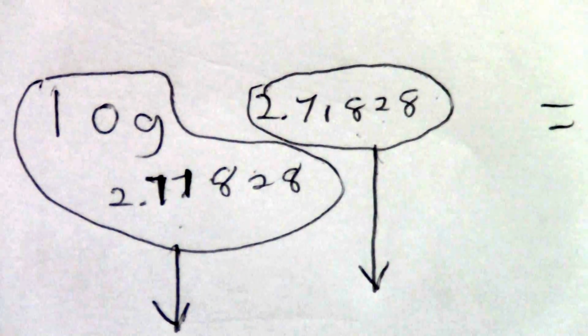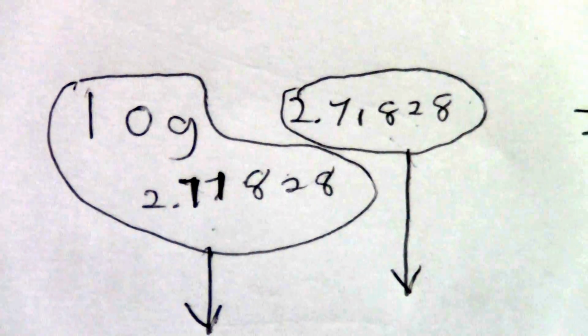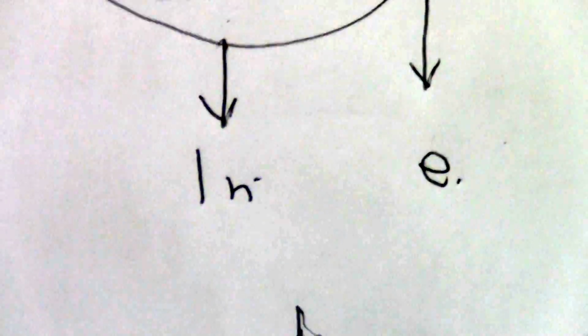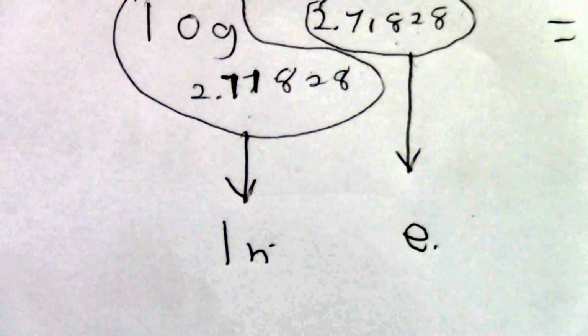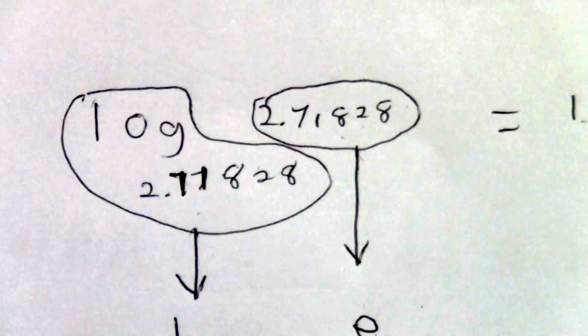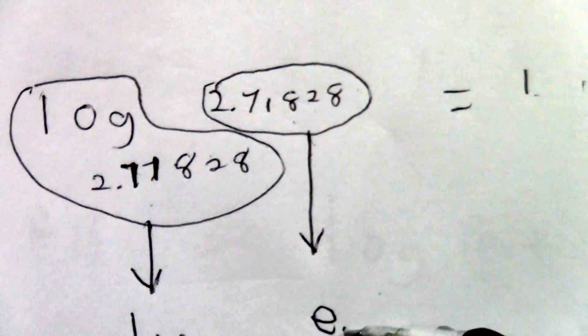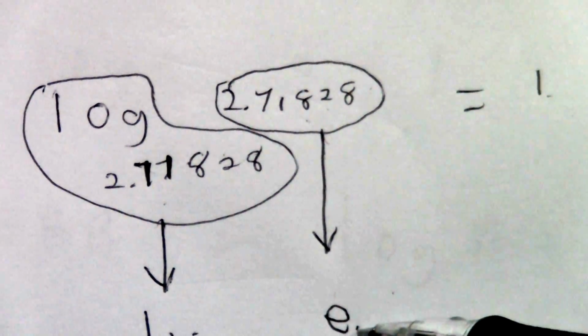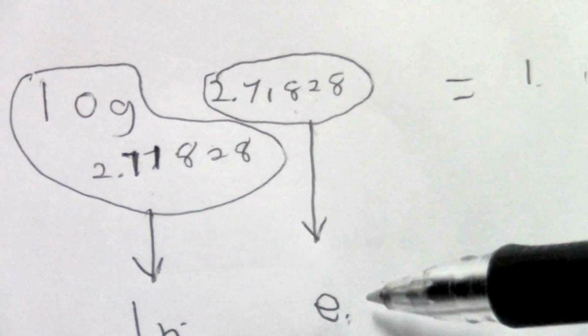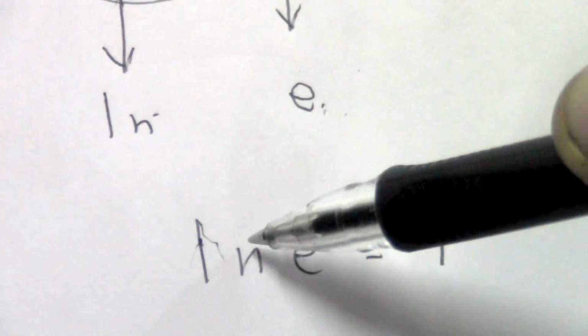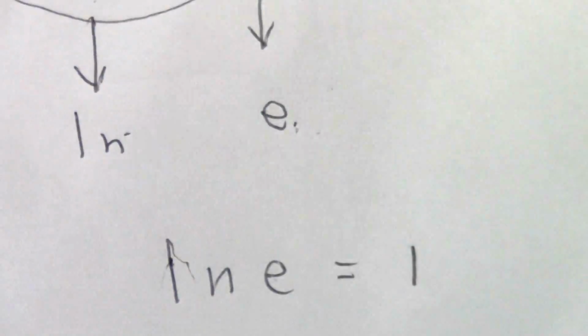Now, 2.71828 is a special base, and log to that base is called the natural log, which we call ln. 2.718 is a special number called Euler's number, and it is denoted by e. Like we know 3.142 is pi, this is e. So we can say ln e is equal to 1.